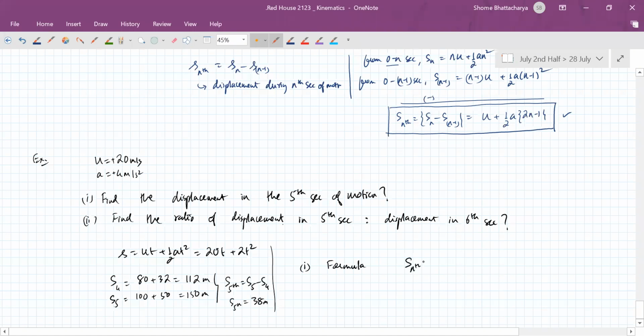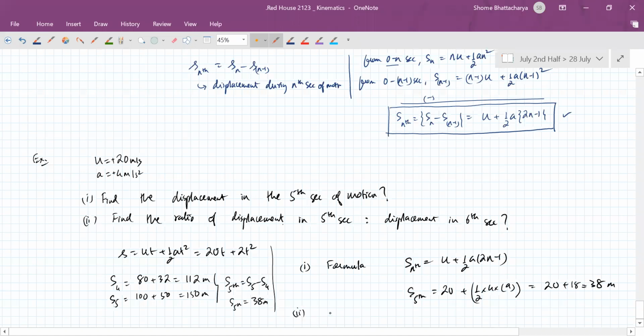Displacement during the nth second is just given by the formula u plus half a into 2n minus 1. So displacement in the 5th second here will be u, which is 20, plus half into a, which is 4, into 2n minus 1. So that's 10 minus 1, which is 9. So it is 20 plus 18, so directly 38 meters.